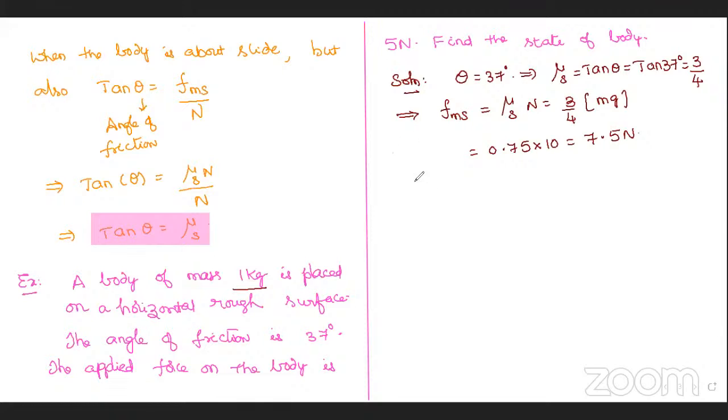Whereas the applied force F is equal to 5 newtons. Applied force is less than Fms. F less than Fms means the static friction is equal to the applied force, that is 5 newtons. That implies the state, since it is less than Fms, the body is at rest.